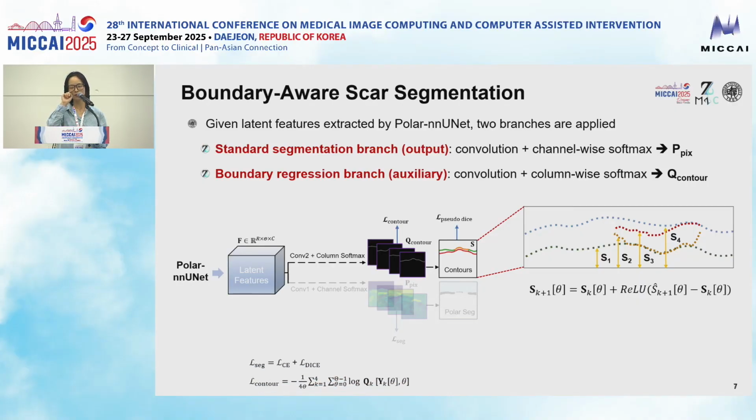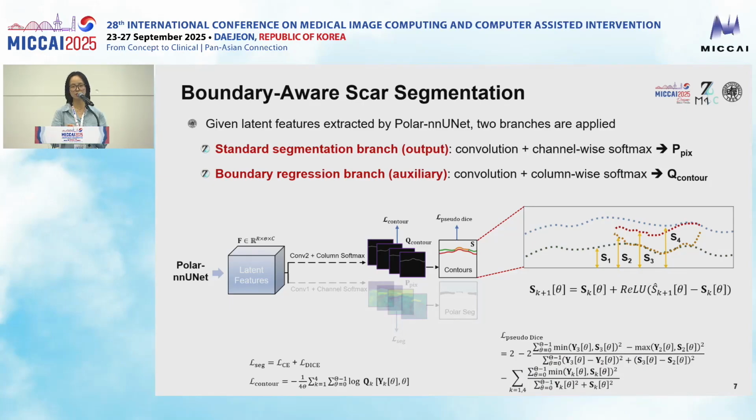And as for the loss, we have 2 standard losses. One is the segmentation loss, and then the contour loss, which calculates the cross entropy of the boundary probability map. More importantly, we have a pseudo-dice loss, which uses a pseudo-Cartesian segmentation map to make sure that the segmentation in 2 different coordinate systems is matched.